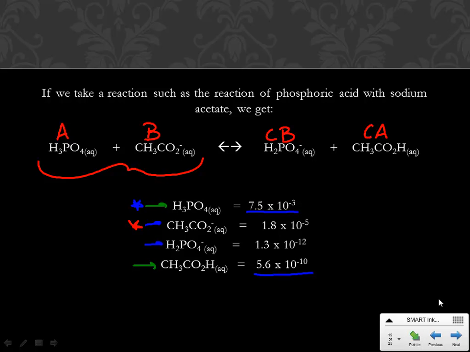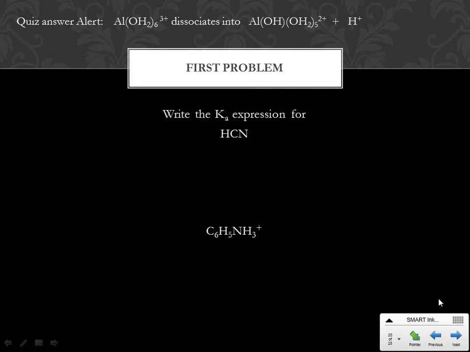Thus, because of this assessment, you can tell that the equilibrium position would lie far to the right, the product side, and that this reaction would produce a lot of dihydrogen phosphate ion and acetic acid, because the reaction will proceed from the stronger acid-base combination to the weaker combination. Remember that to be stronger is to dissociate more.